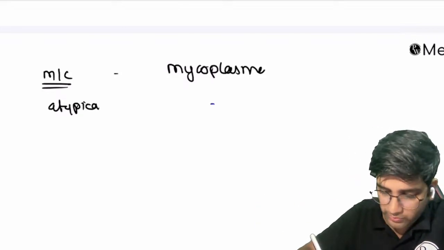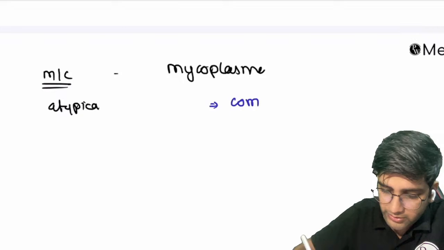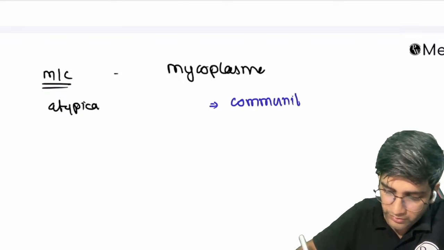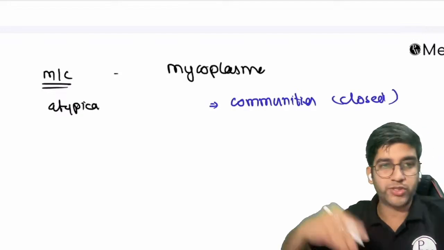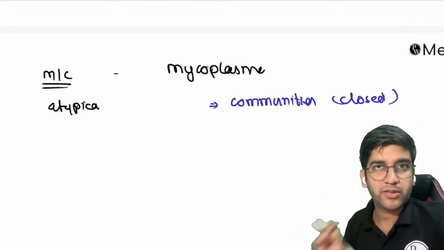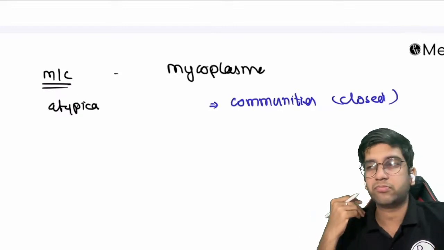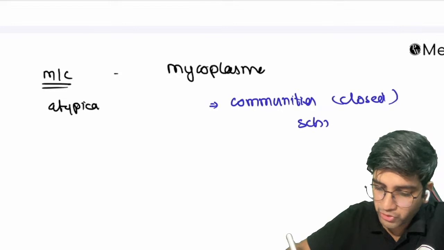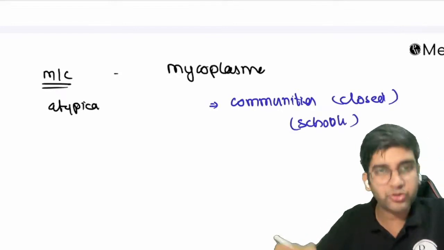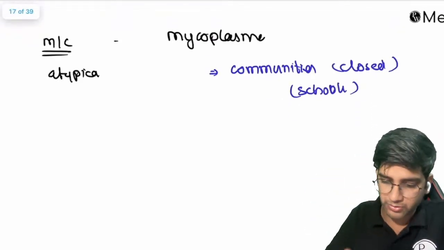Important clues for mycoplasma is they often occur in communities, very closed communities, like an epidemic in schools, most likely mycoplasma, or in camps or in prisons. That will be the example for this. Pneumonia outbreak in schools, camps, or prisons, a closed community, think of mycoplasma.